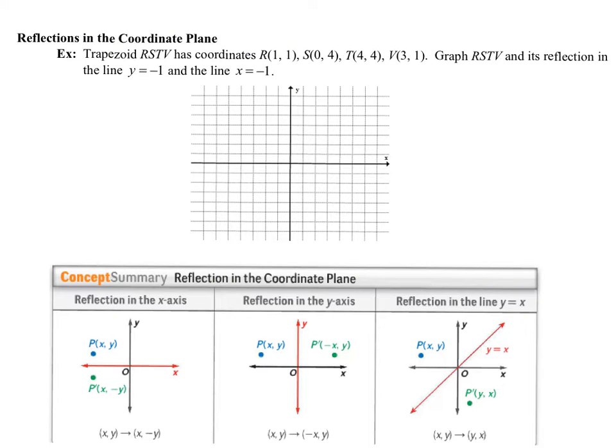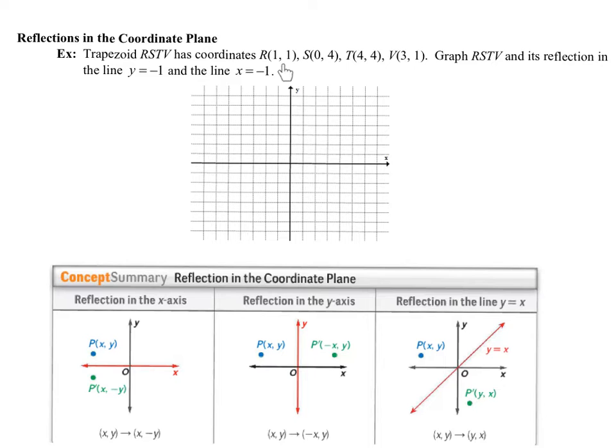Okay, so now let's take a look at an example where we're going to be drawing some reflections in the coordinate plane. In other words, reflections that are actually done on an XY plane axis. So these are a little bit easier to do than drawing them freehand. So let's take a look at this example where we're going to draw a trapezoid RSTV that has coordinates, here are the coordinates for R, S, T, and V. We're going to graph that trapezoid, and then we're going to graph its reflection in the line y equals -1, and then another reflection in the line x equals -1. And you'll see that this is a little bit easier to do.